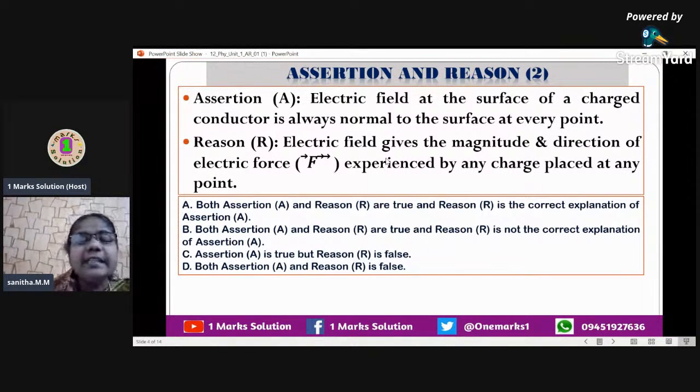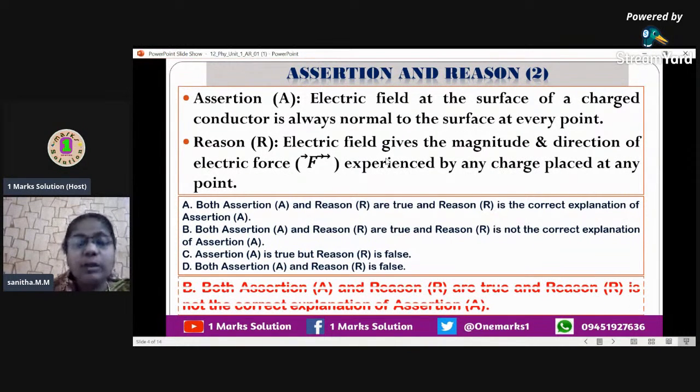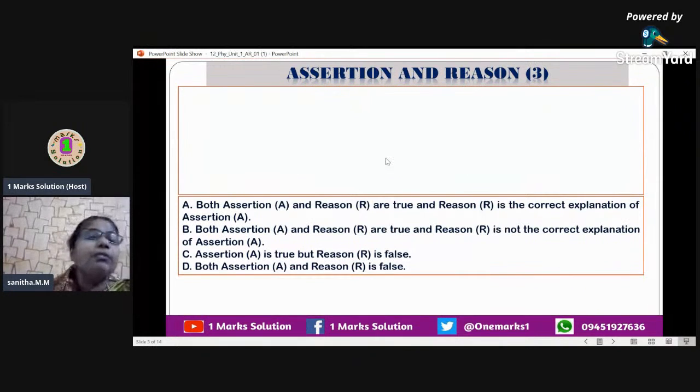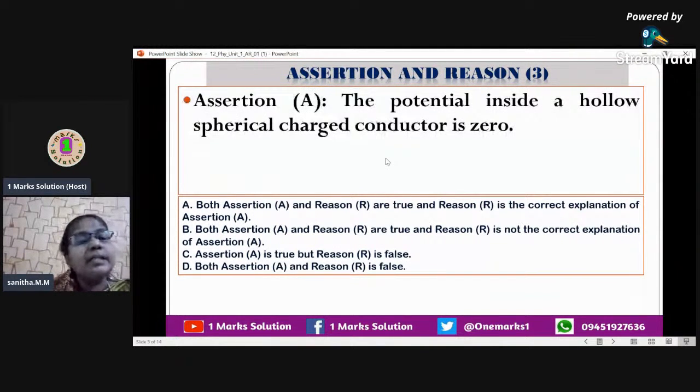So the reason given is not the correct explanation for the assertion. So which is the answer? Answer B. Now we can go for the third one. Third one, assertion, we can say the potential inside a hollow spherical charged conductor is 0.